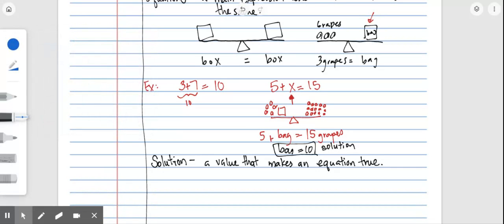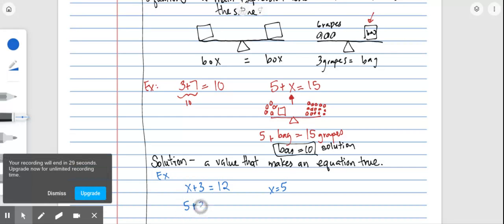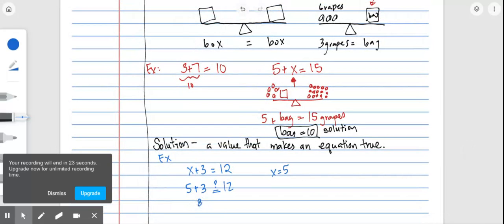Let's do a few examples just to make sure. So let's say I've got x plus 3 equals 12. Okay, I can check hundreds of thousands of different values for x and see if they are solutions. So I could try x equals 5. Let's try x equals 5. So when I try x equals 5, I plug it in, and I see 5 plus 3, is it equal to 12? Well, 5 plus 3 is 8, and 8 is not equal to 12. So this is not a solution, okay?